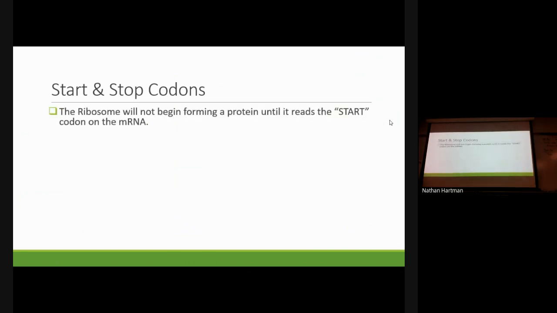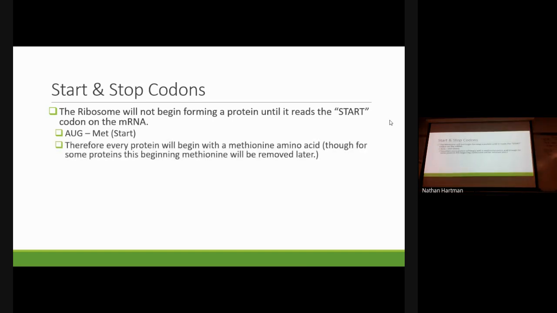The ribosome will not begin forming a protein until it reaches start. This is important, okay? Whenever you're doing transcription and translation, when you're doing that translation stage, you're reading your mRNA, think like a ribosome. Don't start till you see start. Don't keep going after you read stop. Follow the directions, like street lights, right?